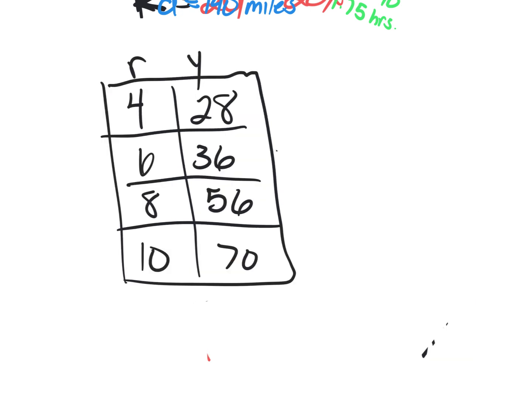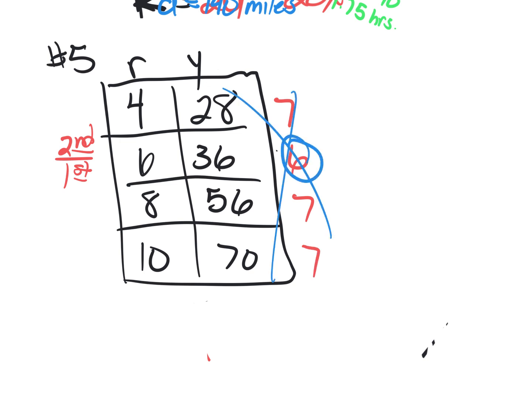All right, on the last one, number 5, it's going to ask you if it's proportional again. And then, if it is proportional, we need to come up with the equation. So, this first chart, remember to find if it's proportional or not, second column divided by first column. So, 28 divided by 4 is 7. 36 divided by 6 is 6. 56 divided by 8 is 7. 70 divided by 10 is 7. So they are all really close, but because there's a 6 here, this is not proportional. So in the place where you're supposed to write an equation, you just write none because it's not proportional.